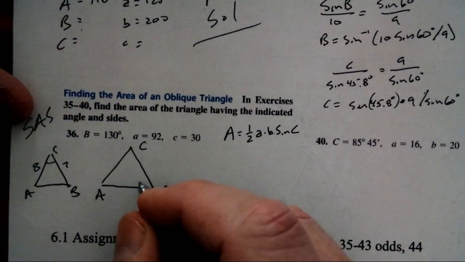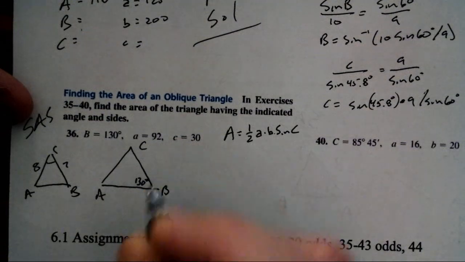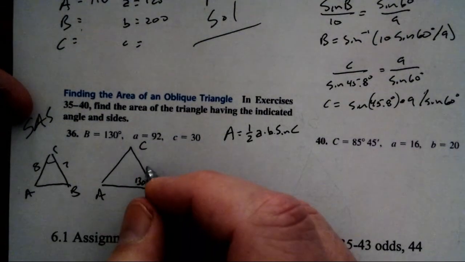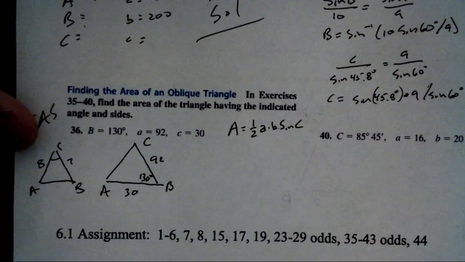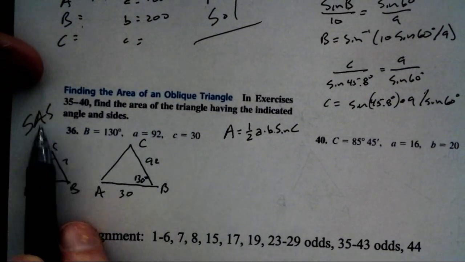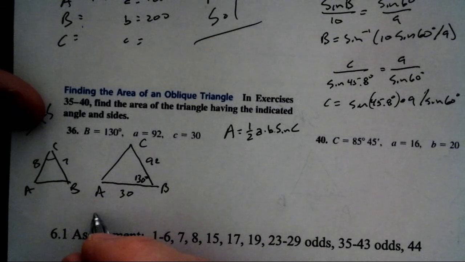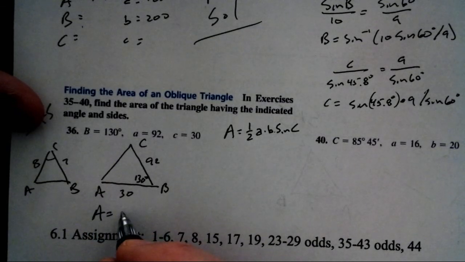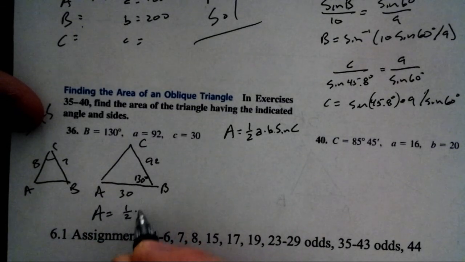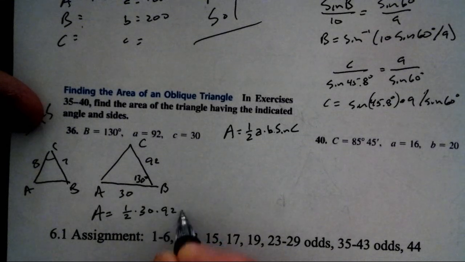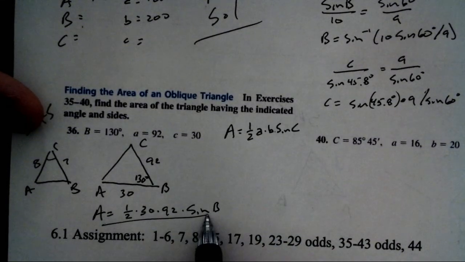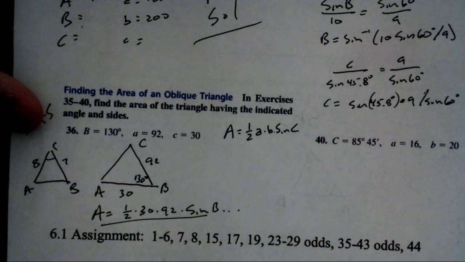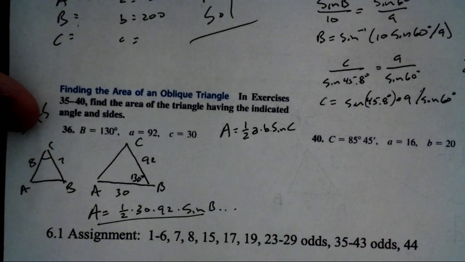A, B, C, certainly not to scale. 130 degrees. Side A, 92. Side C, 30. Oh, we're in luck. We've got side angle side. That's what we want for this. So area equals 1/2 times 30 times 92 times sine of angle B. And there's our area. And I'm going to leave that to you on your calculator.